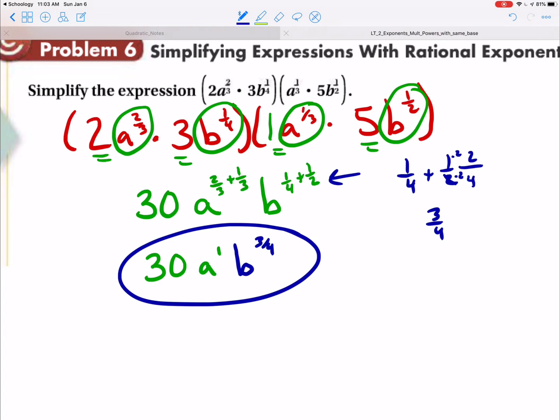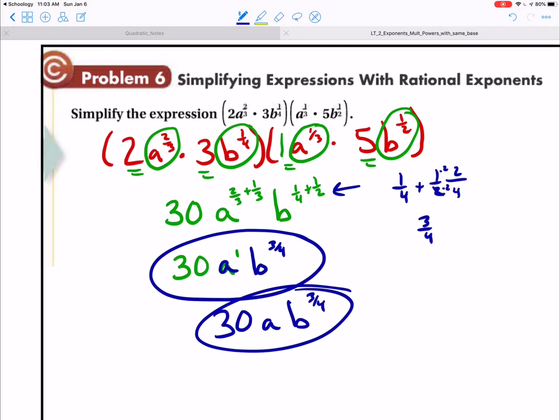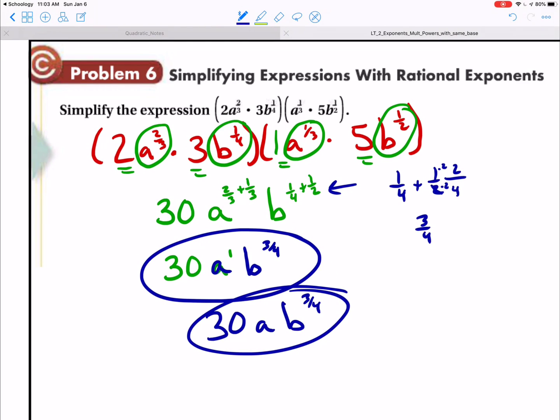Okay, so I get 30, a to the first, or just a, you can write it that way, 30a, b to the 3/4. So fractional exponents, the only thing you need to remember is that you need a common denominator to add them. And that's all for this movie.